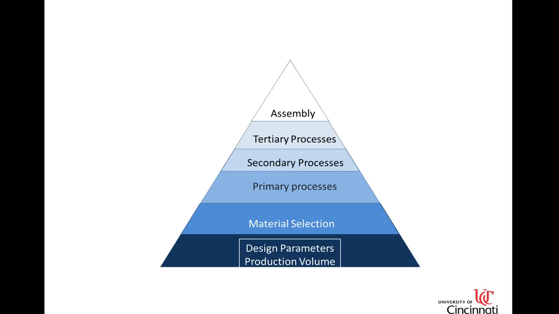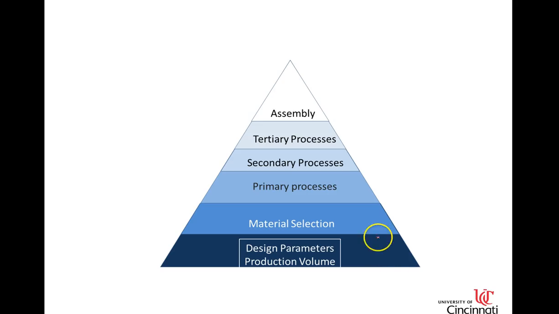Now, this picture here is just a triangle that I put together that we're going to see popping up in lectures quite a bit. You see down here at the bottom, you have the design parameters and production volume, so things that you need to know when designing a product. As you move up, you have things like material selection, primary processes, secondary and tertiary, and then finally assembly. So this is just the entire design process laid out as a pyramid.